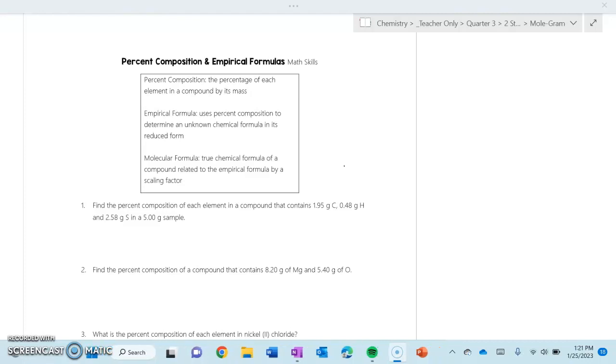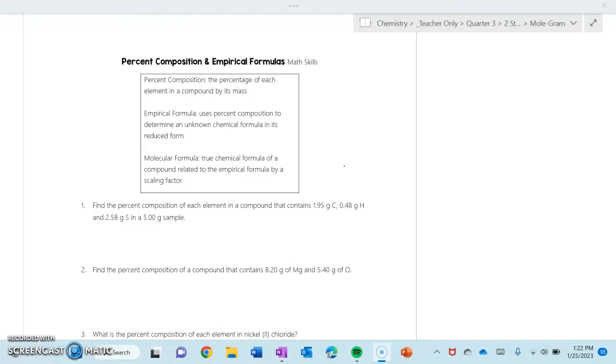Today we're going to be applying the concept of mass in 1 mole to figure out the composition, or what a compound is made out of based on its percentages, or to determine the percentages of a given compound. So we're going to go both ways. And the first way we're going to look at this is through what's called percent composition. And that is defined as the percentage of each element in a compound by its mass.